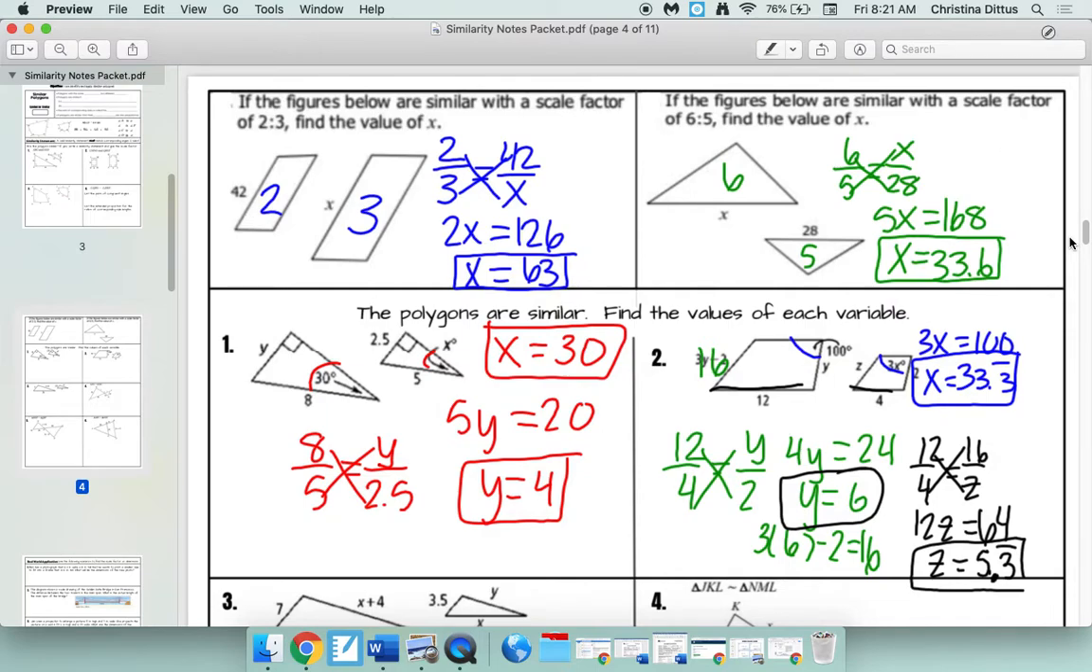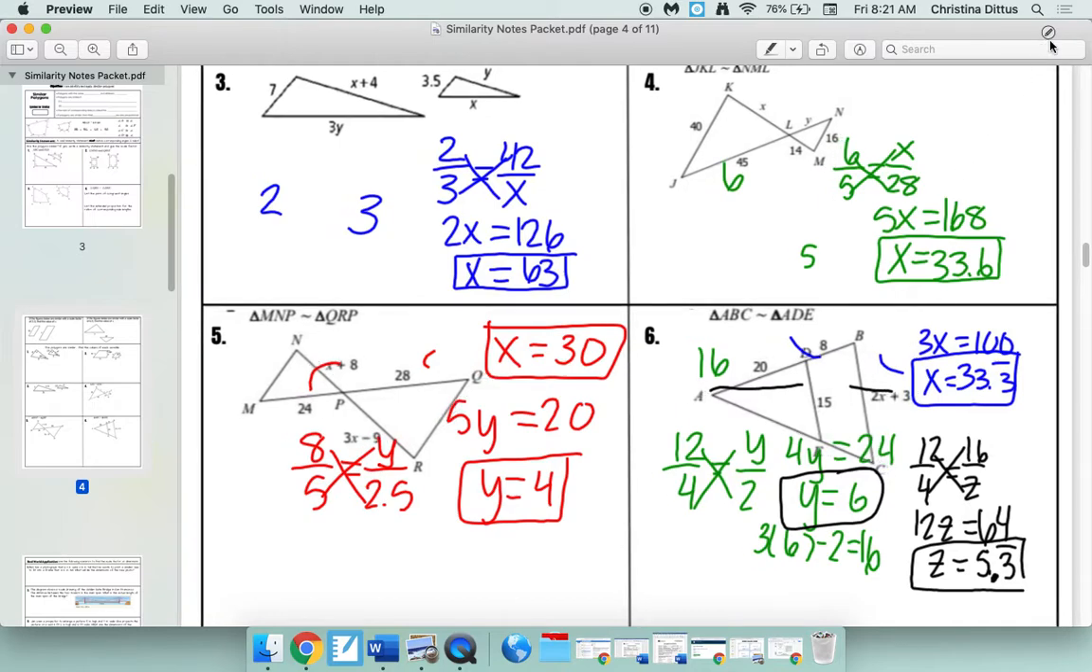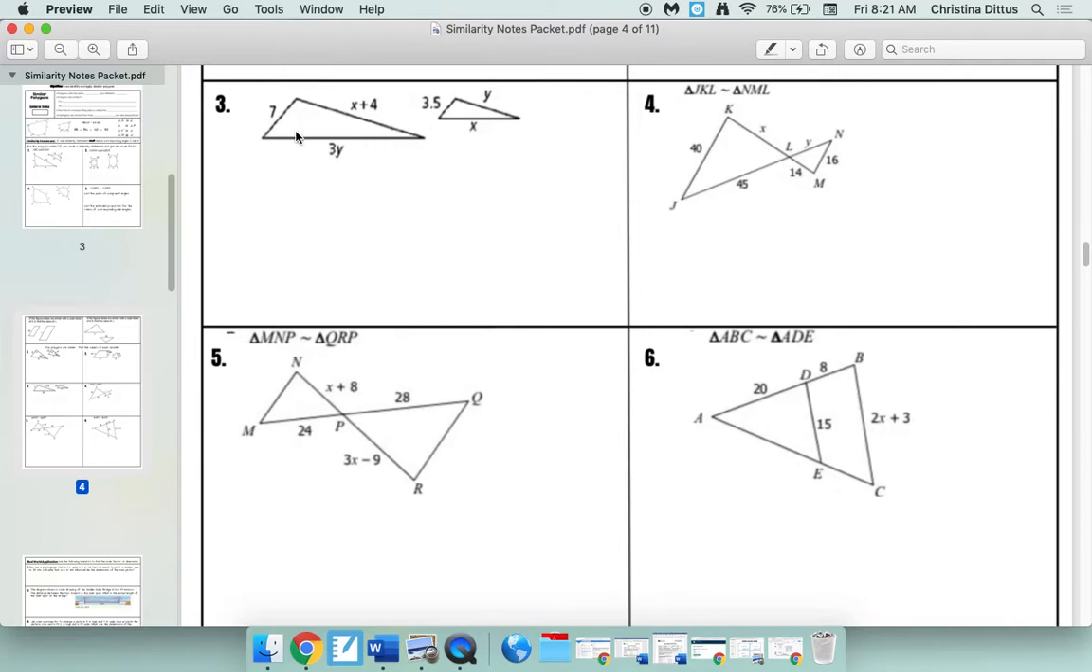Alright. Questions so far? Okay, whoever has the music, let's turn it off. Do we need to do another one of these, or are those okay? We're good on those?